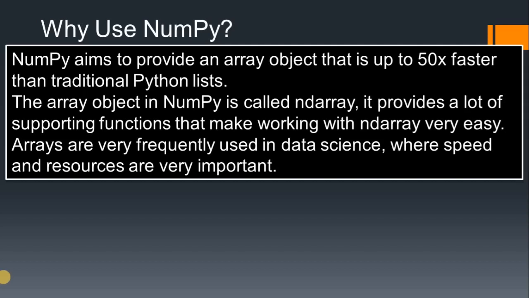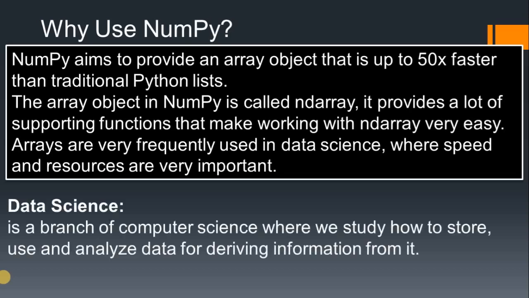Arrays are very frequently used in data science, where speed and resources are very important. So what is data science? It's a branch of computer science where we study how to store data, and use and analyze data to gain information from it. There are various data science examples. Many software systems organize the data in a proper way so that we can access it. For example, any reservation system, bus reservation or railway reservation system: you observe their data is stored properly and we can access it according to our requirement. That is an example of data science.